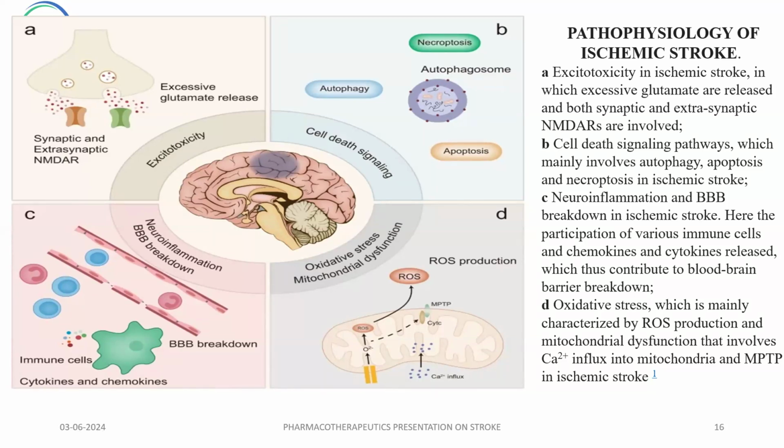In this step, all the immune cells and the inflammatory cell markers come in and get activated, and then they cause further blood barrier breakdown. That is by the immune cells like the cytokines and chemokines. These contribute to the further breakdown of the blood-brain barrier. When this is happening, the next step is oxidative stress and mitochondrial dysfunction. Oxidative stress is characterized by reactive oxygen species production, which causes mitochondrial dysfunction.